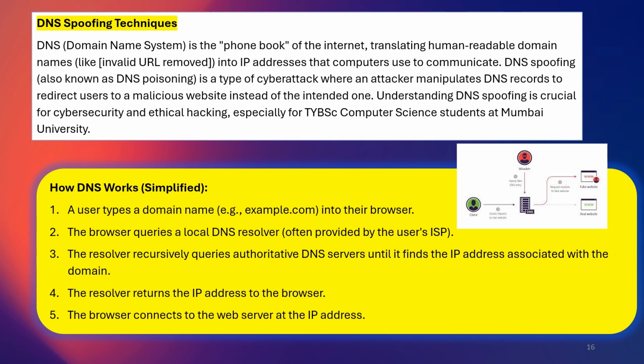How DNS works: 1. The user enters a website address, e.g. example.com. 2. The browser queries a DNS resolver to find the IP address. 3. The resolver contacts authoritative DNS servers to get the correct IP. 4. The resolved IP is sent back to the browser. 5. The browser connects to the server at that IP. DNS spoofing manipulates this process by poisoning the resolver or modifying records to misdirect users.